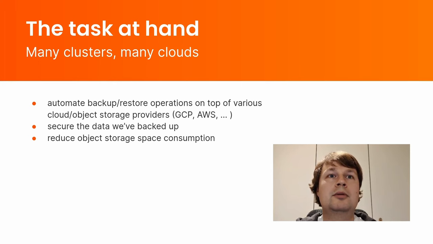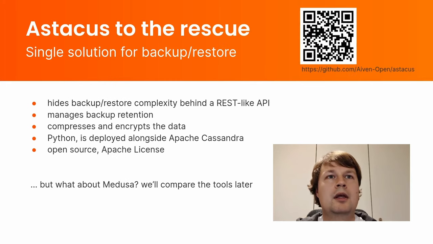Also, we care a lot about security, so we want additional protection for the data we upload to cloud storage. And since we want to scale, we also want to keep track of our object storage costs. We don't want to waste object storage space since it costs us money. So we came up with Astacus as the solution for Apache Cassandra and multiple other databases.